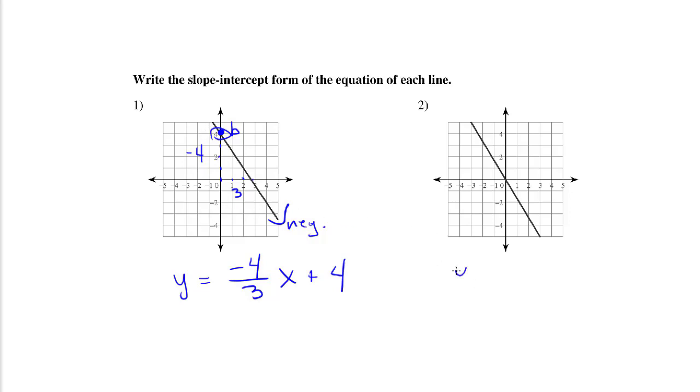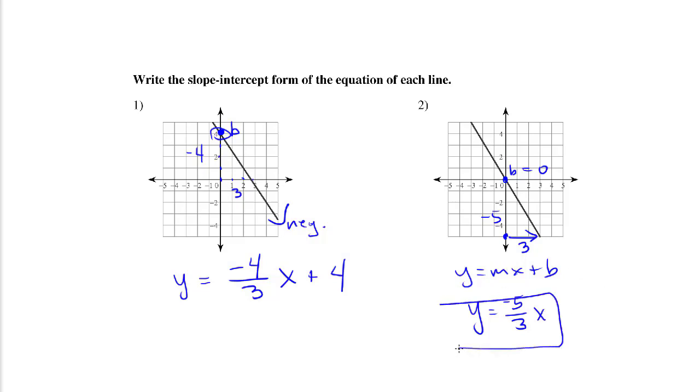Let's look at number 2. Y equals mx plus b, and I can see my intercept is at 0, so b equals 0. And my slope, again, it's negative, and I'm going down, it looks like 5 downward to go across 3 in x. So y equals minus 5/3 x plus 0, or that's just simply the equation of the line shown. Let's see a couple others.